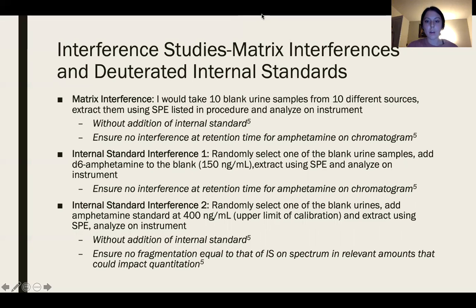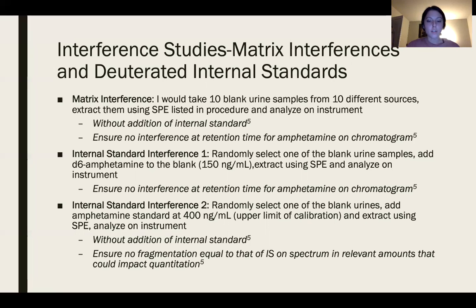So this is how to prevent these two interferences with my case specifically. I would take those 10 blank urine samples, each from the 10 different sources, and I would extract them using the solid phase extraction used before and analyze them on an instrument, without the internal standard present within them. Once I analyze those on the instrument, I would make sure that there's no interference at the retention time of amphetamine on the chromatogram. So the same retention time of amphetamine, make sure that there's no interferences at that time.